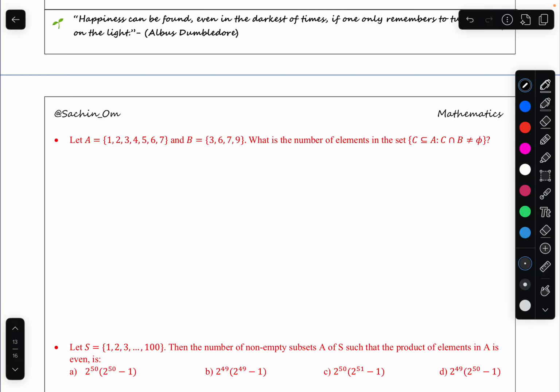So let's talk about this question then. I have been given a set A. A has 7 elements in it. I have been given the set B, which has 4 elements in it. And then I'm supposed to find the number of elements in the set which have something in common with B. So one thing is I'm choosing subsets of A. The second thing is I'm choosing those subsets of A which have something in common with B.